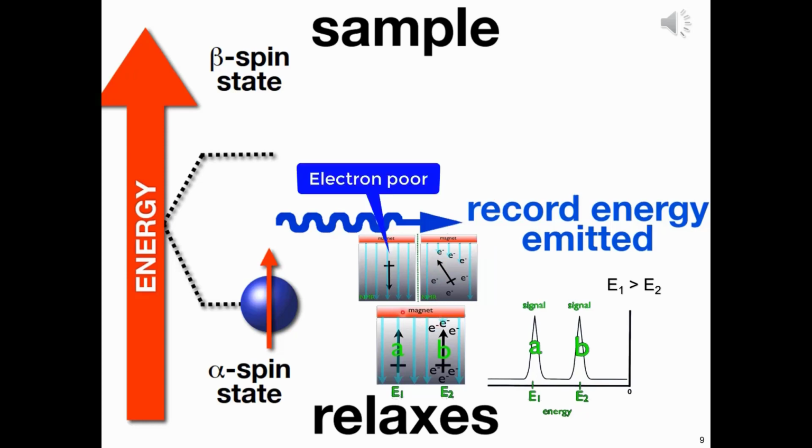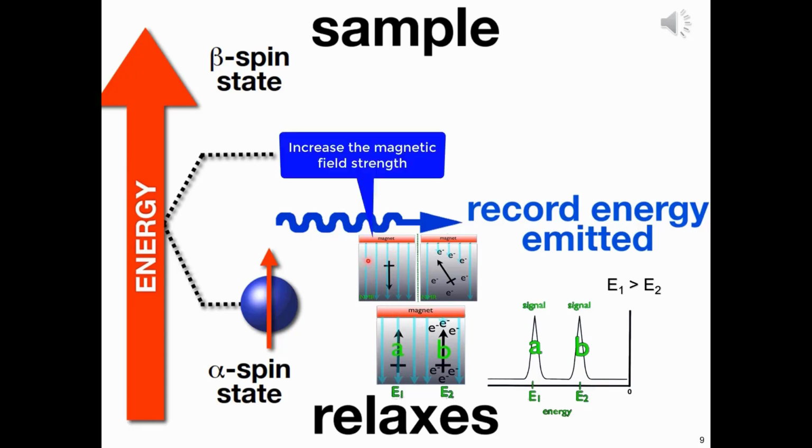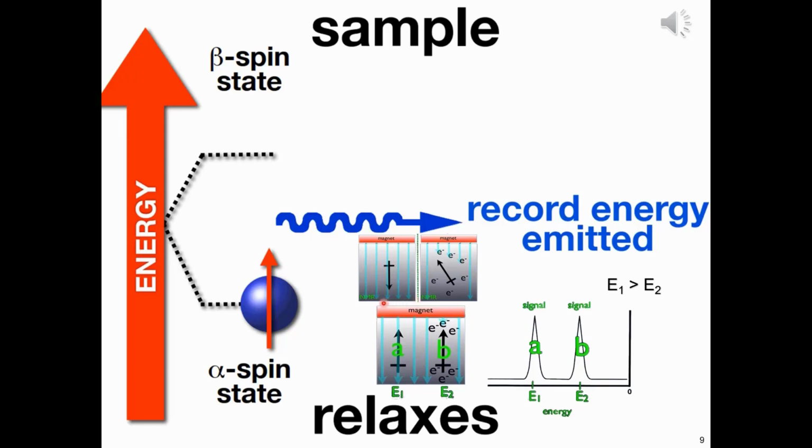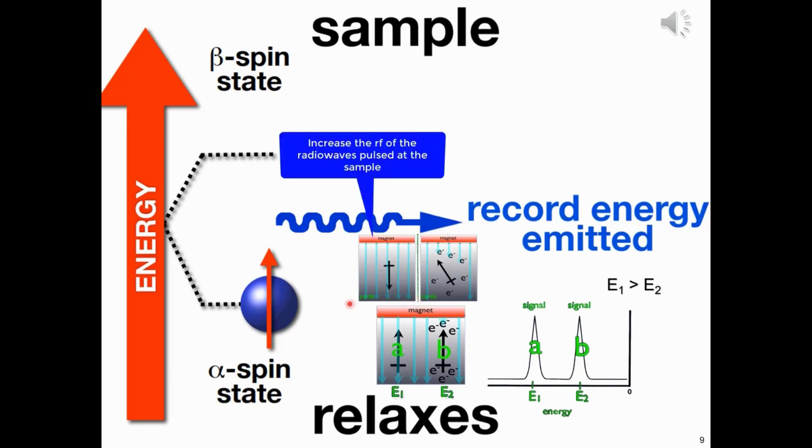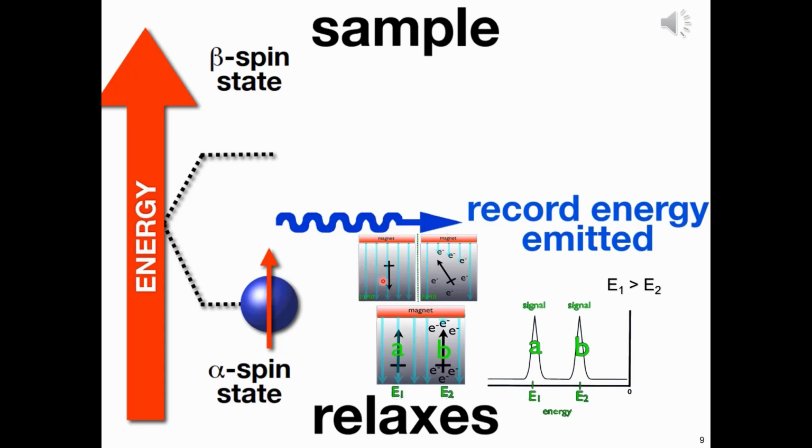However, protons that are deshielded, or have very little electron density, require one of two things to get them to resonate, that is, to flip the spin from the alpha state to the beta state. Either B0, which is the magnetic field strength of the NMR machine, is increased in order to achieve resonance, or the radio frequency used to pulse the sample is increased, as it will have a higher energy.